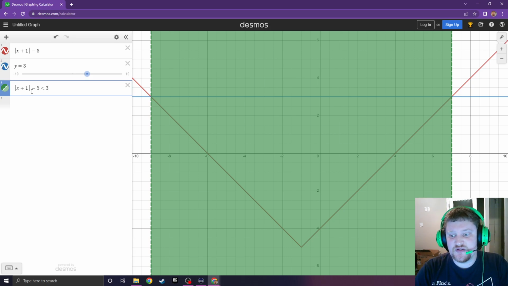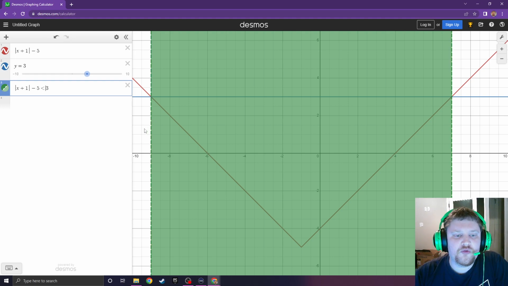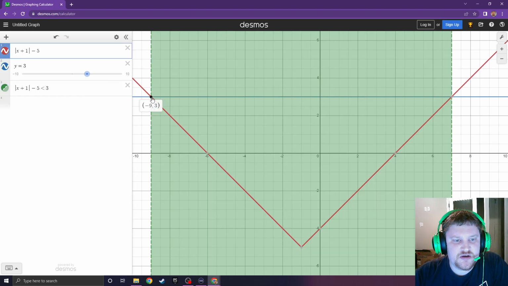You can do this, and then it shows us these vertical lines here. In this case, they're in green. Notice that the vertical lines are dotted, so that tells us it doesn't include these points. Dotted on both sides. If it had been less than or equal to, notice that now those dotted green lines are solid. But all we're really looking for is these two endpoints. You can see here the endpoints are negative 9, 3 and 7, 3. These are the two points where it intersects.